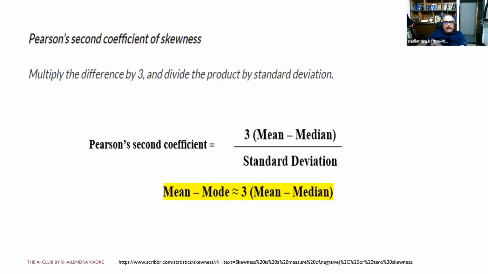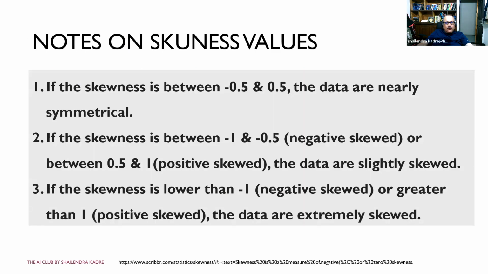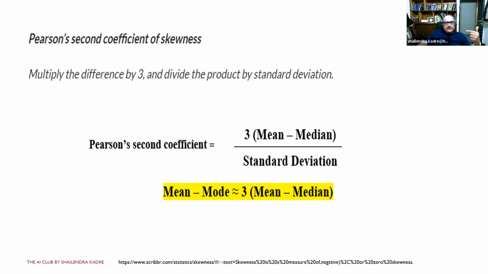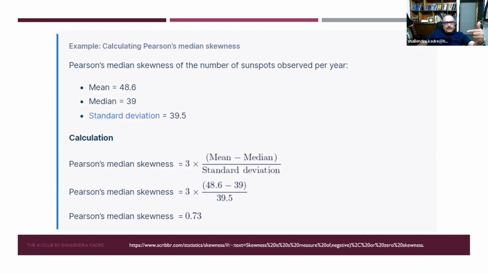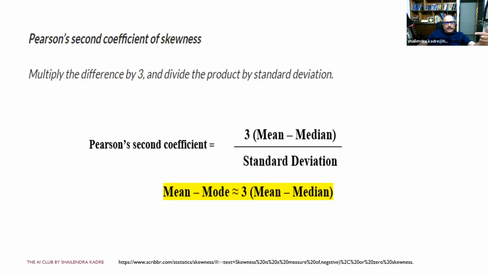So we know that. Apart from that, one more new formula we should remember. Mean minus mode is equal to 3 times mean minus median. So this also is a formula which we can apply in many situations. Now let us see how to interpret the skewness, Pearson second coefficient or Pearson median skewness number we got. So how to interpret this number?